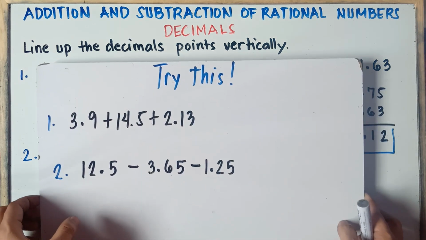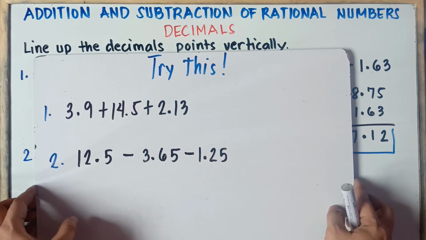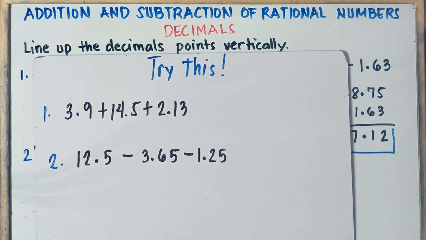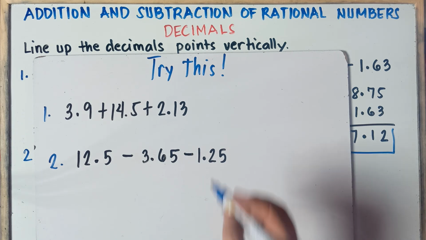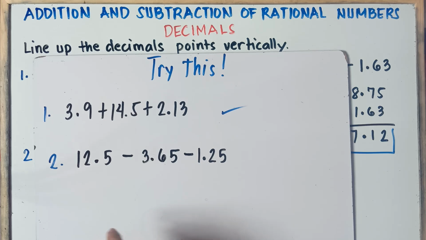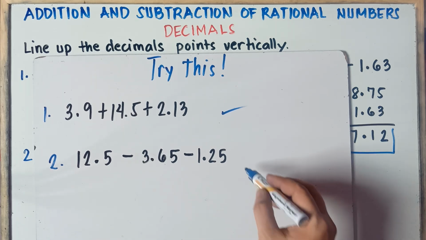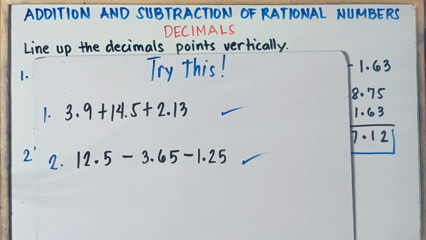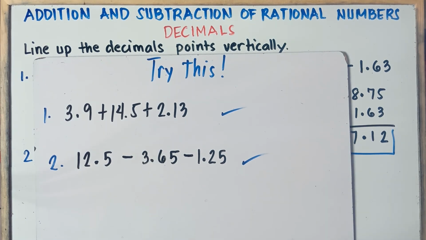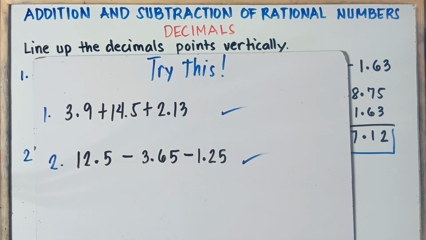Alright, so you try this one, class, and you put your answer in the comment section down below. Let me check, class, if you really understand our topic. So 3.9 plus 14.5 plus 2.13. And the other one, we have 12.5 minus 3.65 minus 1.25. You try this one, class, and put your answer in the comment section down below.